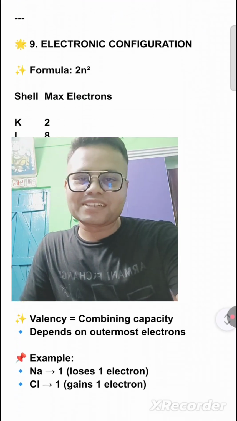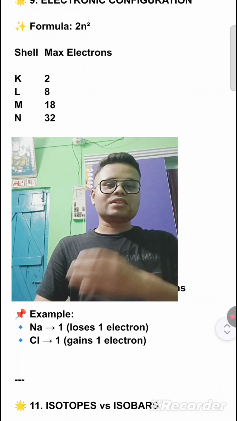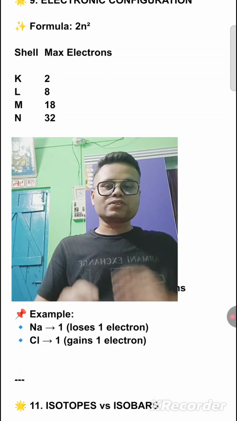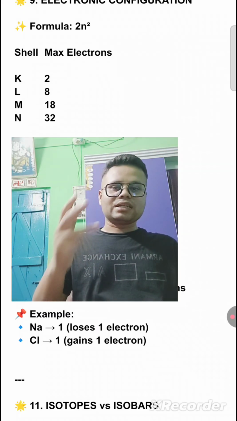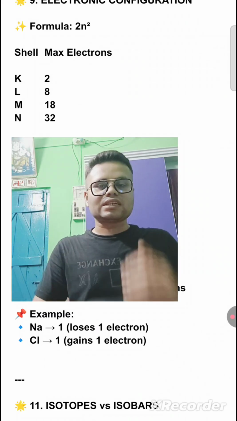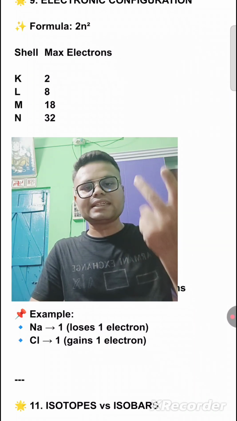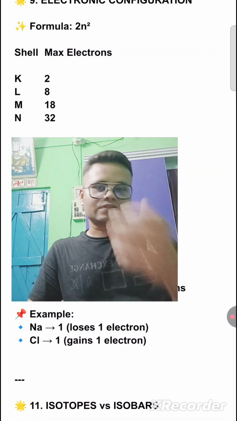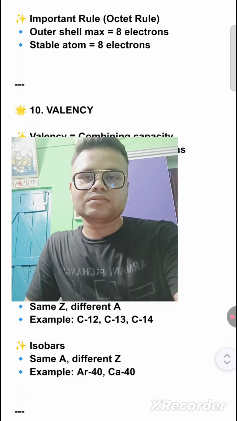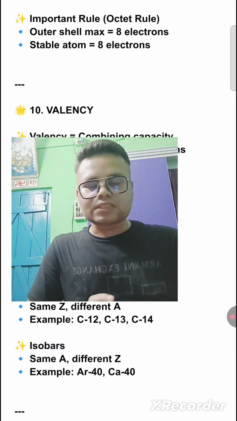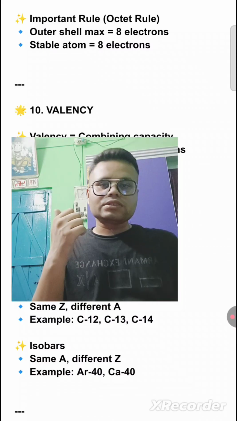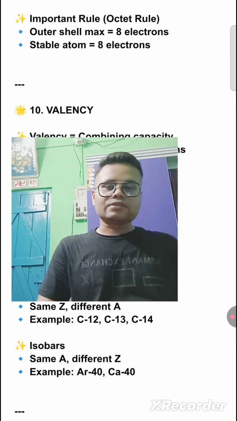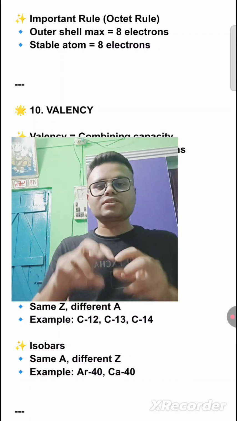Okay. Next, electronic configuration, where the formula is 2n². The shells K, L, M, N are included, and the maximum electrons are 2, 8, 18, 32. That is the electronic configuration. There is an important rule known as the octet rule. The outer shell maximum is 8 electrons, and a stable atom has 8 electrons.